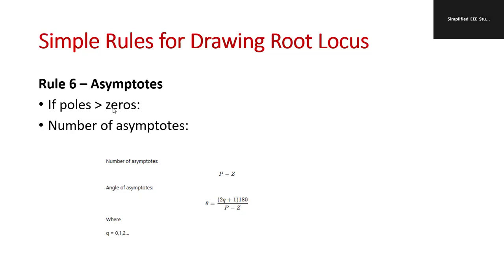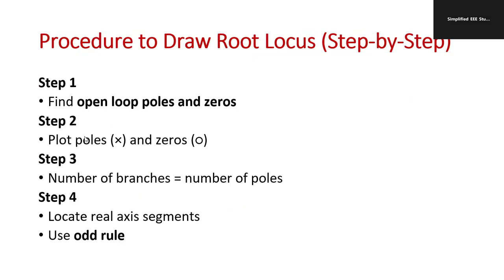Coming to rule number 6, checking the asymptote. If the poles are greater than zeros, the number of asymptotes should be computed. Number of asymptotes is equal to P minus Z. Moreover, you can compute the angle of asymptote using the formula (2q plus 1) into 180 divided by P minus Z. That is called the angle of asymptote, a standard formula to calculate it.